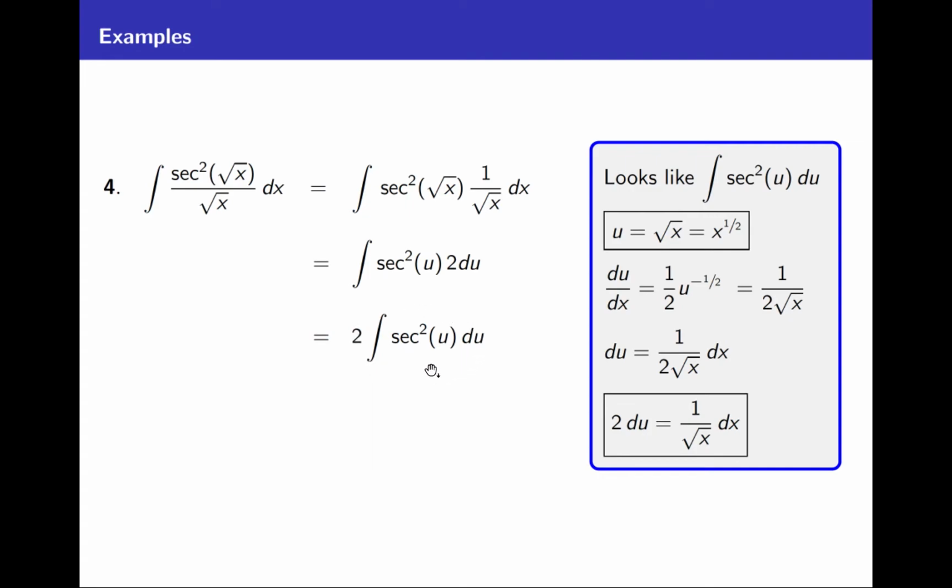And now evaluate this simple integral: secant squared u du is tangent of u plus c. So bringing down the 2, we have 2 times that. Next, plug in u equals square root of x in our answer, and we get 2 tangent of square root of x plus c. That's our final answer. And you can check this, you can differentiate this answer, and you will get the integrand.